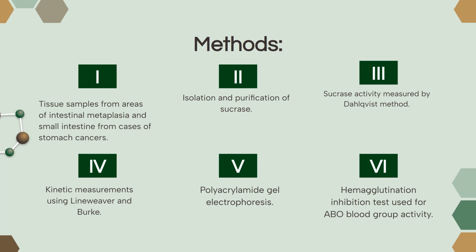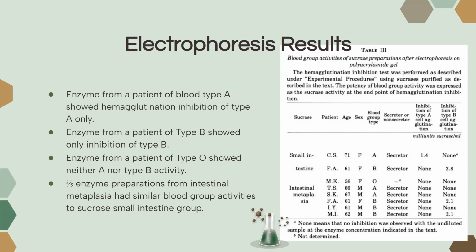ABO blood group activity was measured using a hemagglutination inhibition test. The wells contained 25 microliters of antigen, diluted with phosphate buffered saline. After 2 hours incubation at 37 degrees Celsius, 25 microliters of glutaraldehyde fixed red blood cells were added, and the inhibition titer endpoint was determined as the dilution for inhibiting half the hemagglutination. Now, let's move on to the results, starting with electrophoresis.